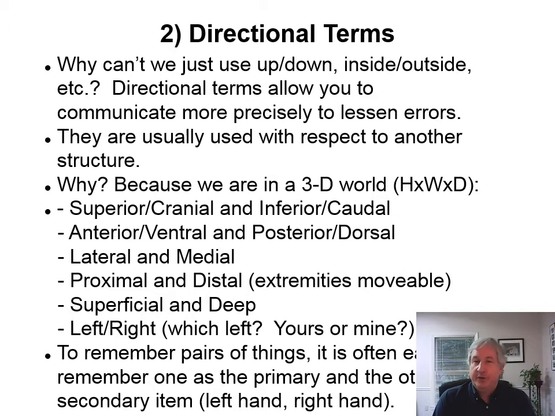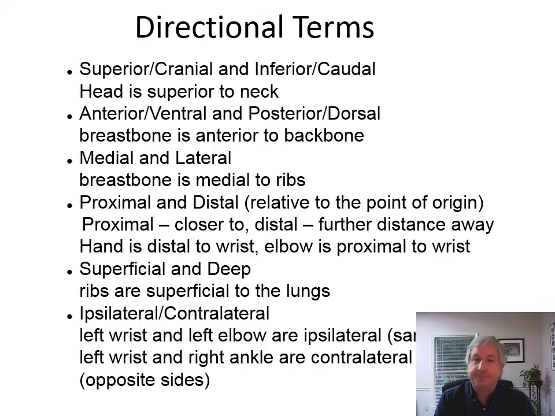So directional terms are almost always used with respect to another structure. So superior and inferior. We're going to see a picture of this pretty soon. It's in your book too. But remember all these pairs of things. I find it easier to remember one as primary and the other one as secondary. So if you're remembering right and left, which one's which? Well, you can remember left is this hand, and so right would be the other hand. If you try to remember pairs of things, sometimes it's easy to get confused, so that might be a trick that you could use. All right, next slide.